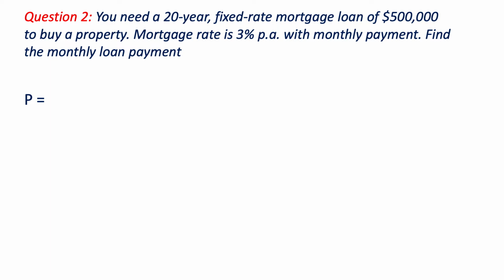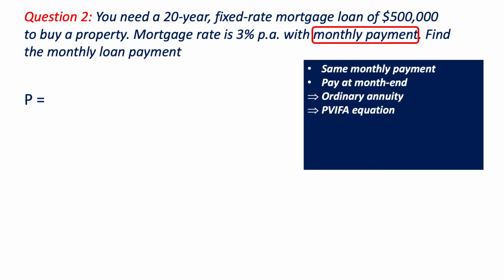The question just states that the loan payments are monthly without further details. And so we'll assume the following automatically. First, the monthly payments are equal. Second, they are paid at the end of every month. In other words, the loan payments constitute an ordinary annuity. That's why we should use the PVRA equation to represent the PV of loan payments in this question. So we put the PVRA equation in the right-hand side of the equation.